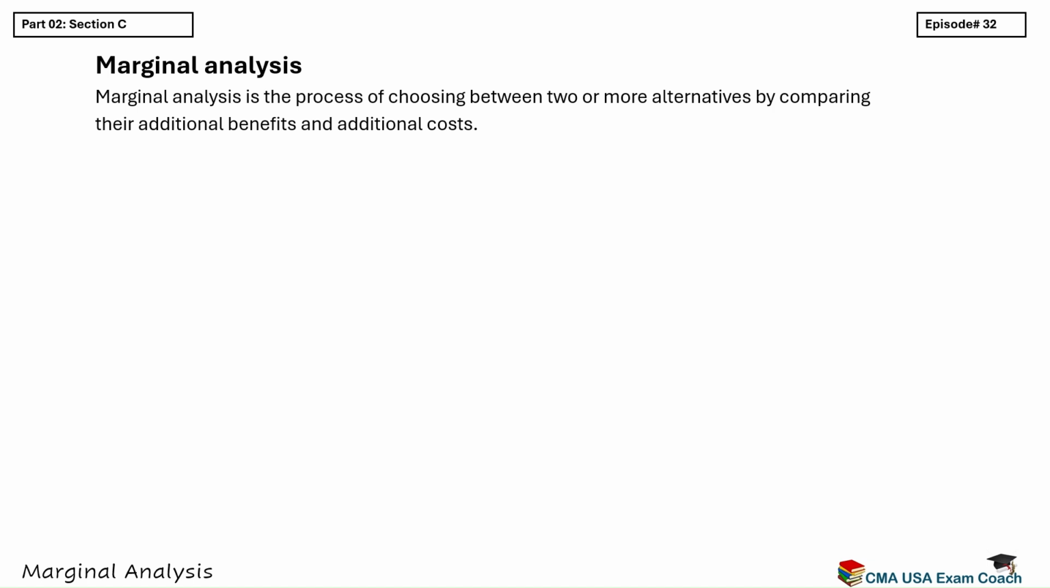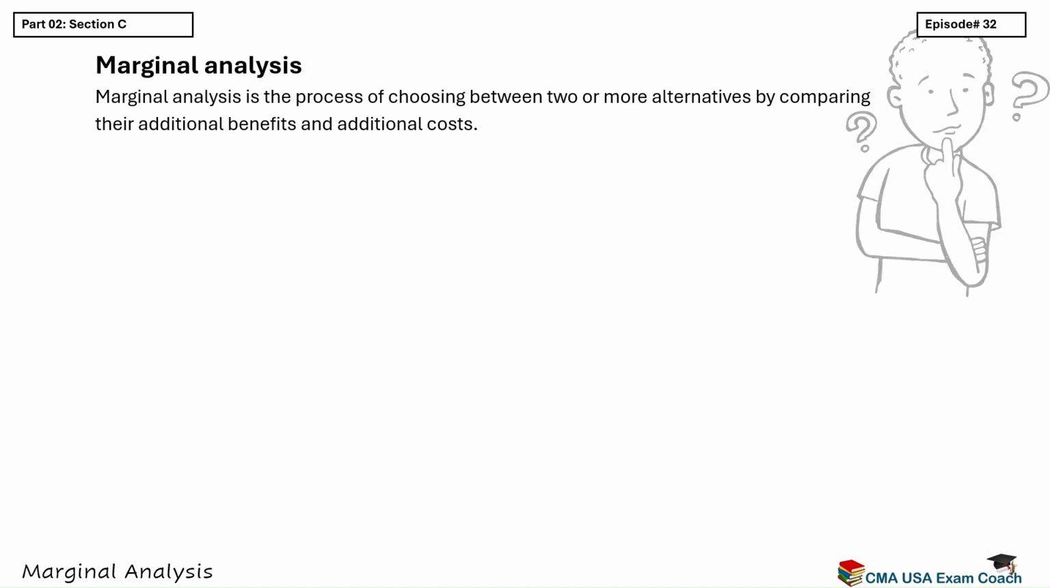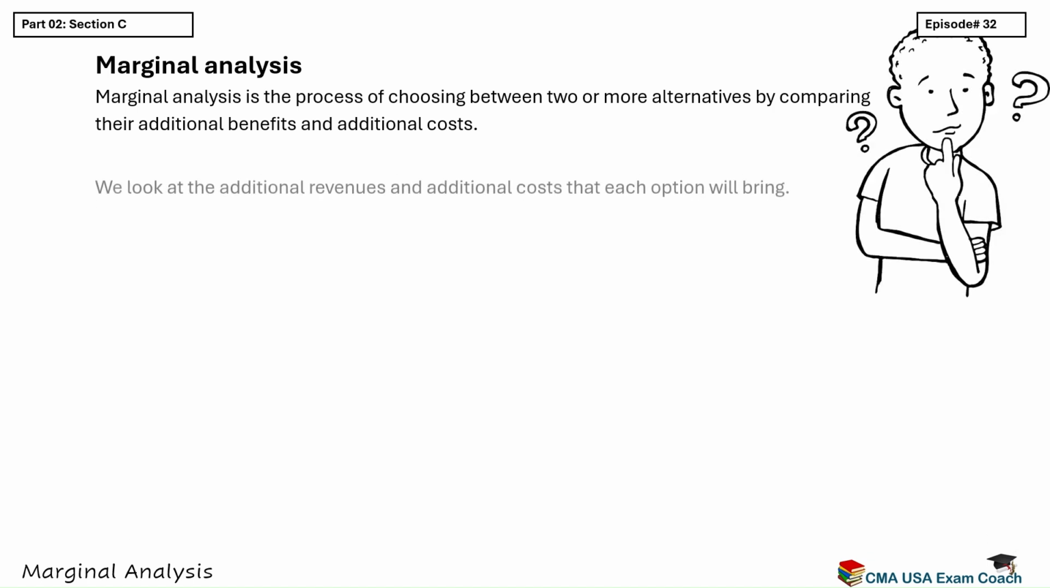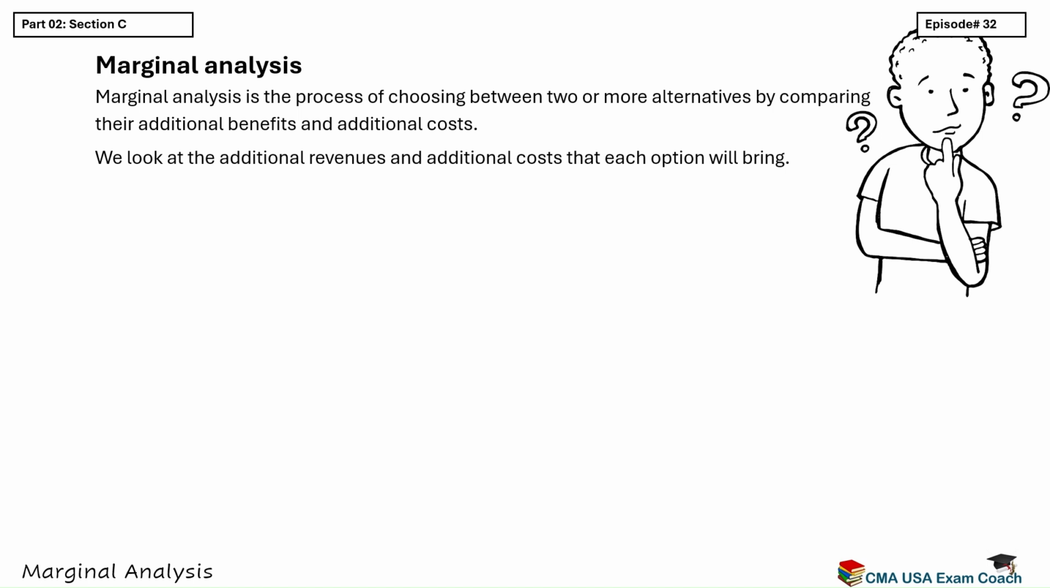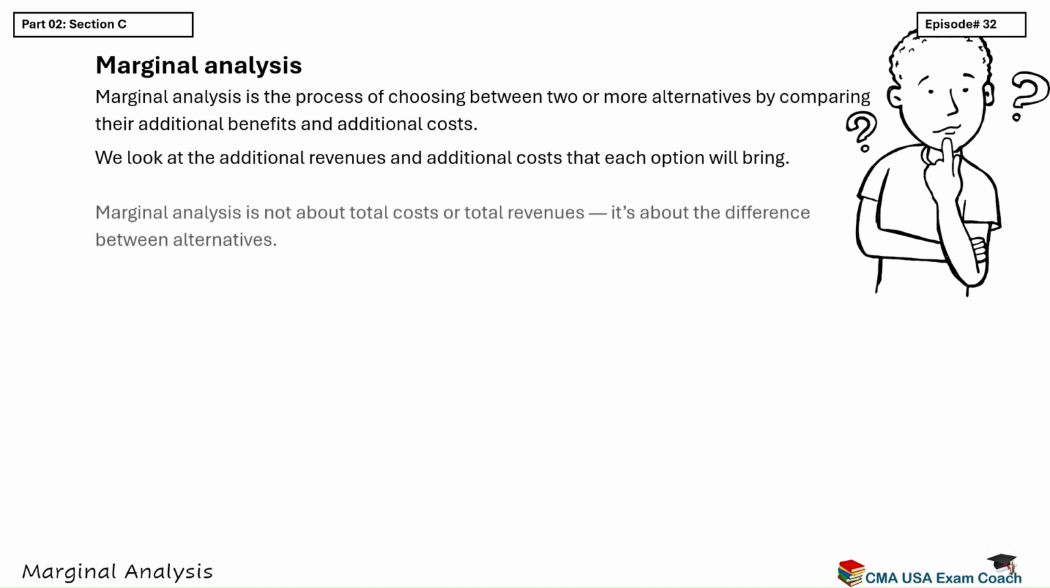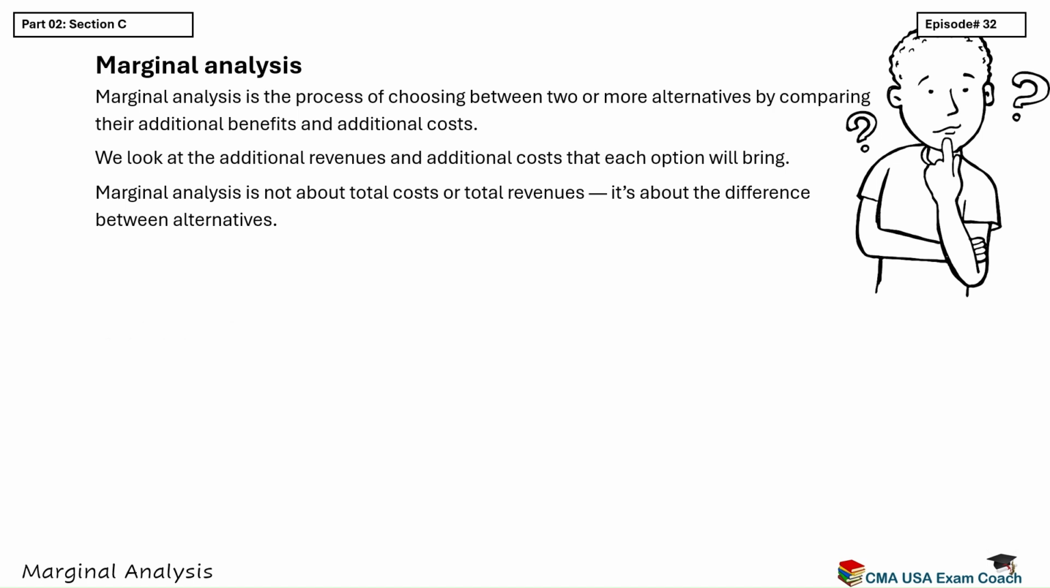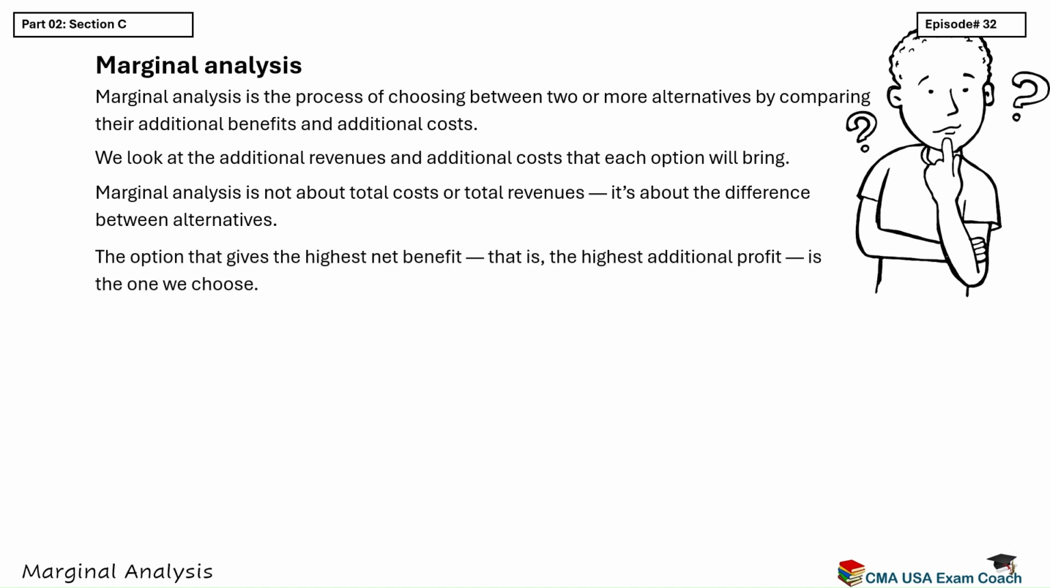To make the right decision, management must focus only on what will change as a result of the decision. That means we look at the additional revenues and additional costs that each option will bring. These are called relevant revenues and relevant costs, because only they will affect the outcome of the decision. In marginal analysis, we ignore any cost or revenue that will stay the same, no matter which option we choose. These are called irrelevant costs, and we'll talk more about them later.